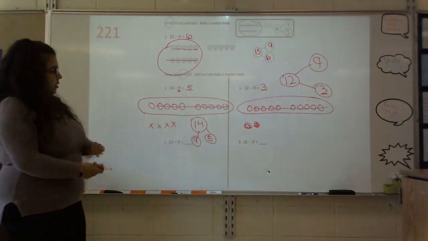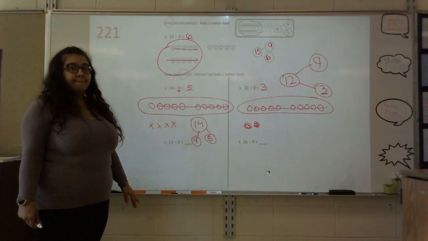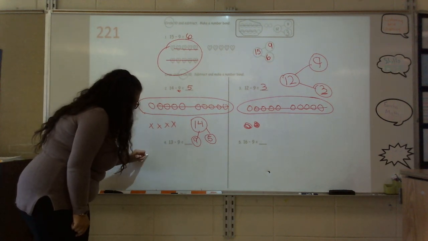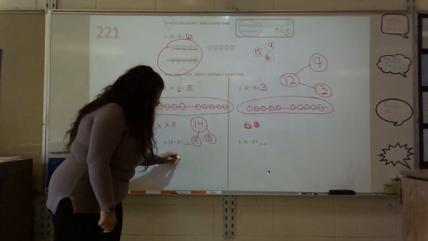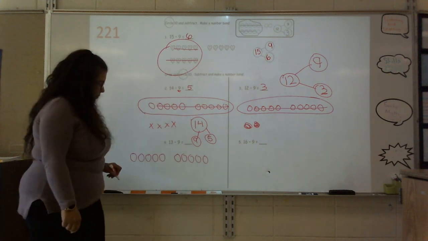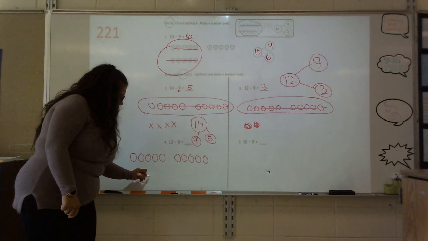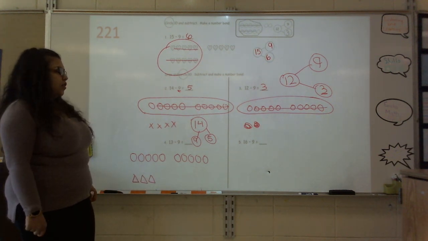Number 4 reads 13 minus 9. So what do I draw? I draw 13. Okay, good. 1, 2, 3, 4, 5, 6, 7, 8, 9, 10. Let's do triangles. 11, 12, 13. I drew the whole. Great. Now let's subtract 9. Okay.